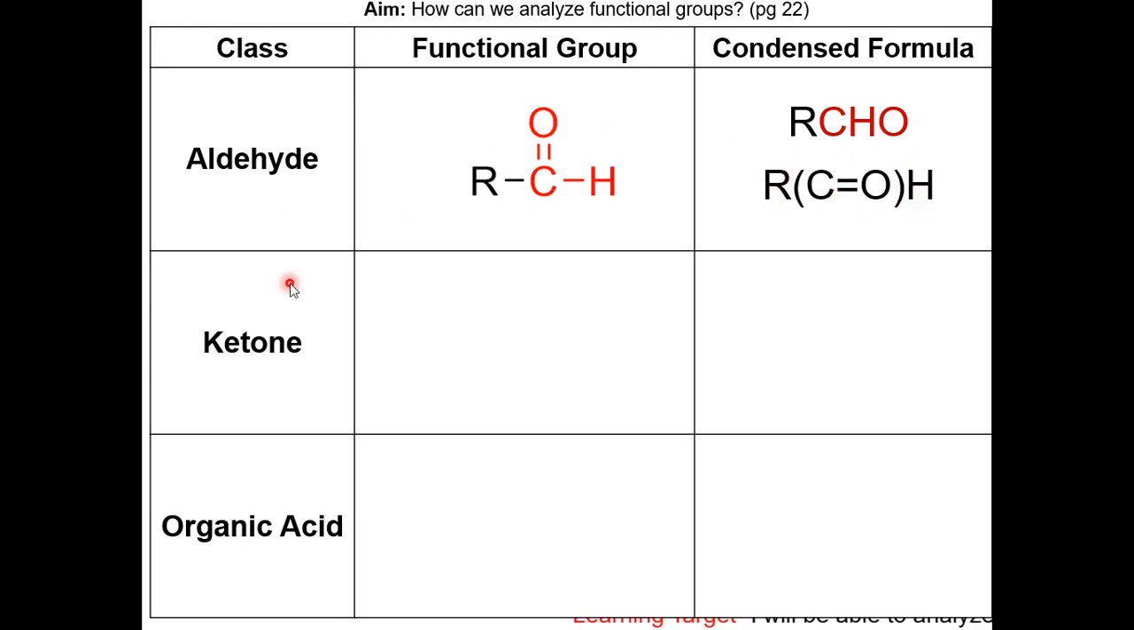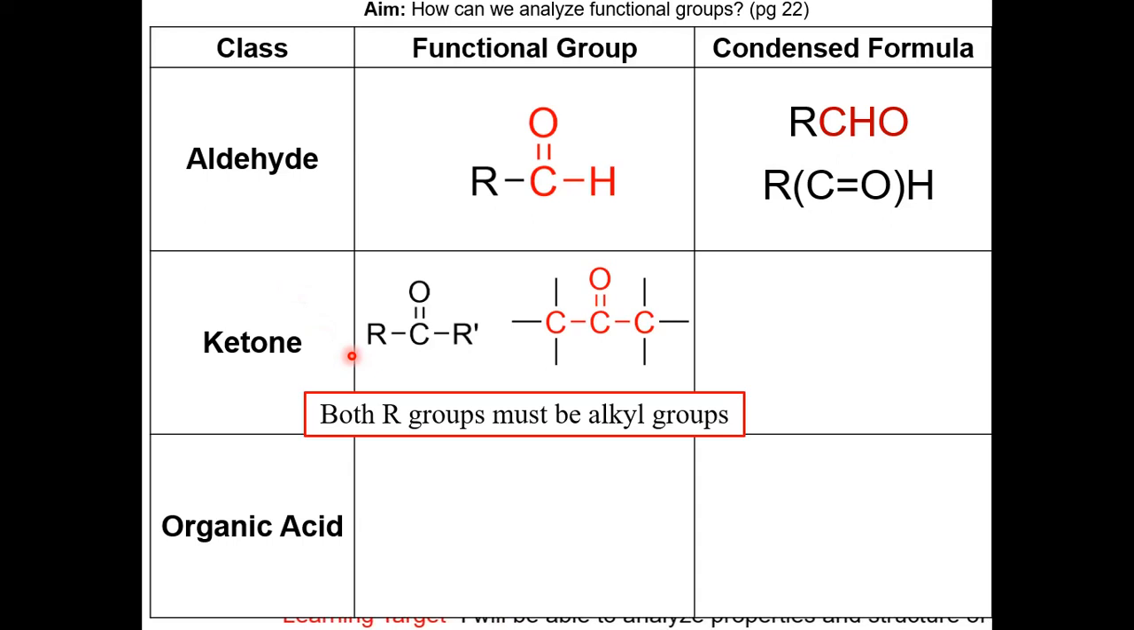Next is ketone. Ketone is very similar to aldehyde. They both have C double bond O, but similar to ether, both R groups must be alkyl groups. The carbon of the C double bond O must be bonded to other carbon atoms. Keep in mind this detail is not on Table R. The condensed formula for ketone is RCOR or R, C double bond O, R prime.